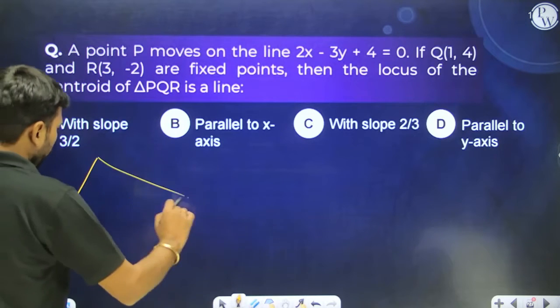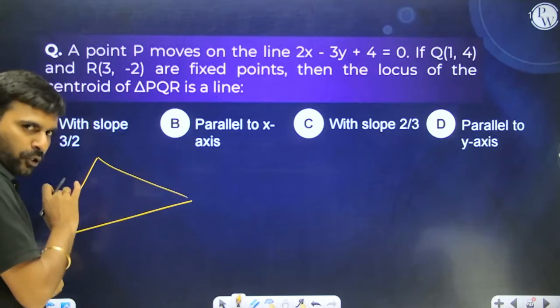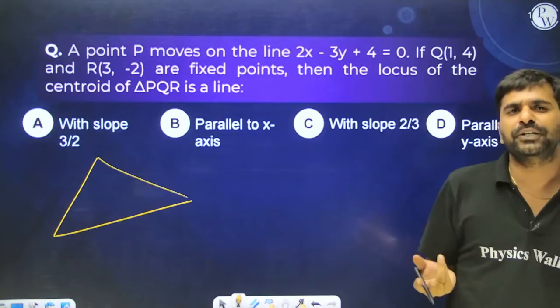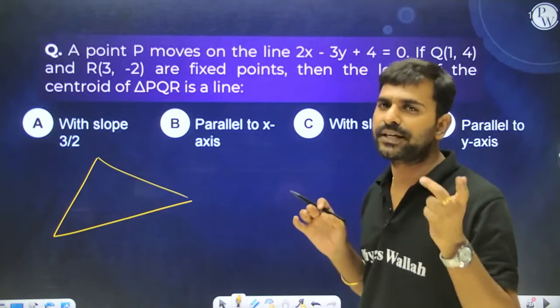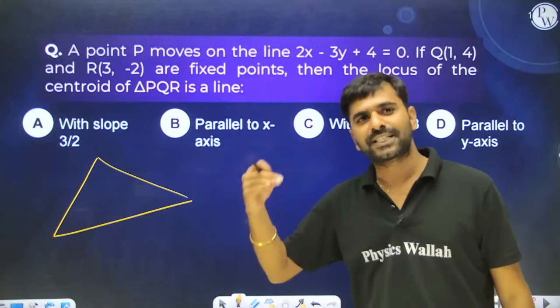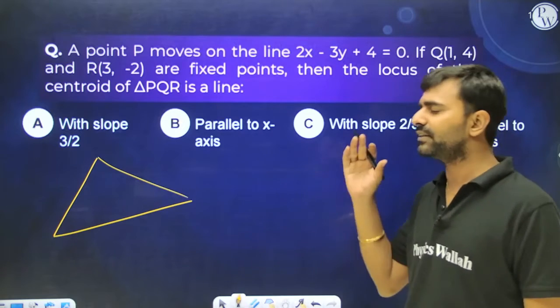Look, Q and R are fixed, but P is a variable point on this line. So if out of P, Q and R, any one of the points is not fixed, then the center of the triangle is not going to be fixed. If P is changing, accordingly the center of the triangle is also going to change. So that's why the question is asking me the locus of that particular centroid.